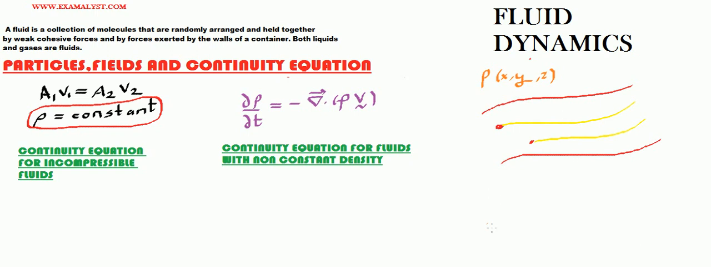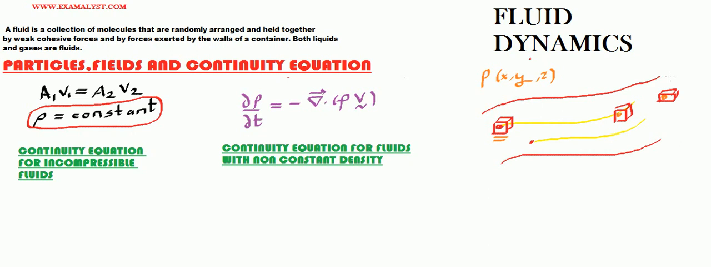So here you can see that rho at this particular point is going to be different. Rho at this particular point of the fluid is going to be different, and rho at this particular point is going to be different, because we are talking about a fluid whose density is a function of space point. That is, if you want to find the density of a fluid, you have to take a small sample of the fluid at this particular position and you calculate the density. You will find the density found here is different from the density found here, and it is different from the density of the fluid found at this particular point.